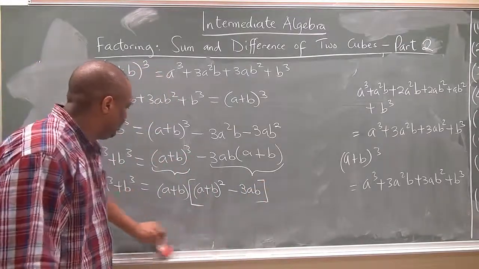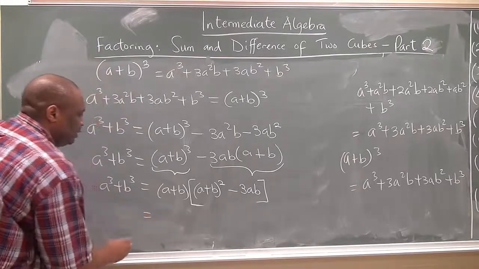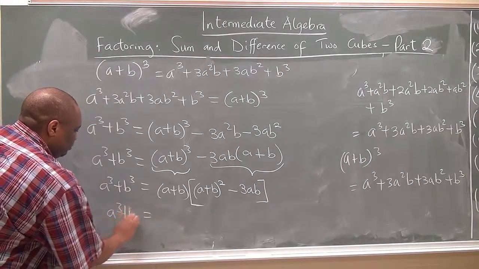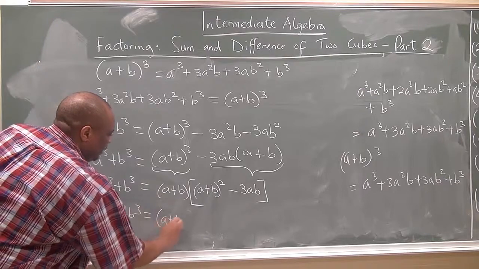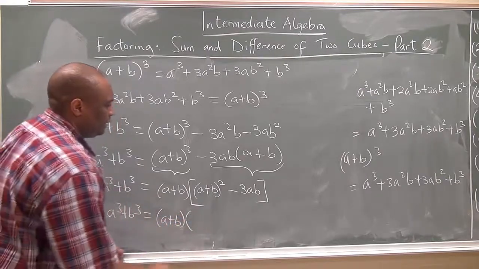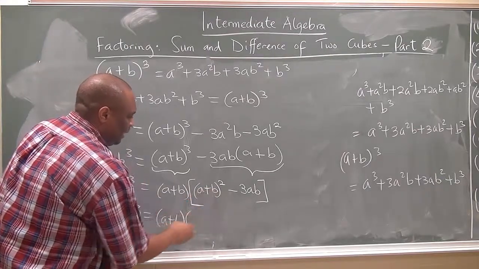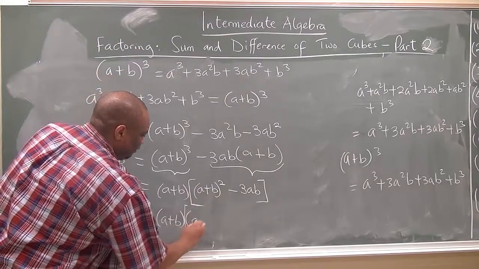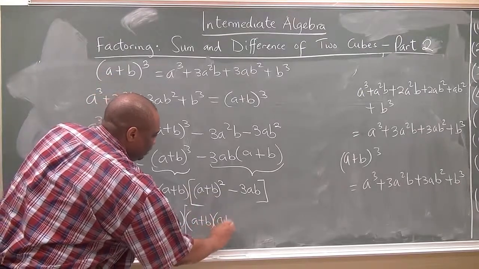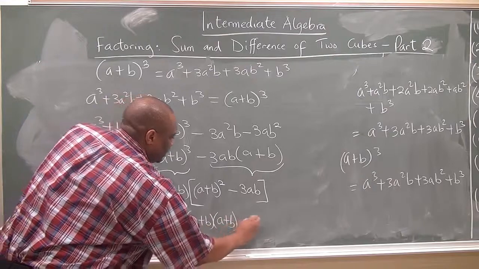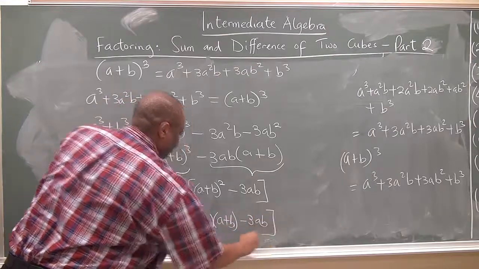Okay, let's finish it off. So this will be that a cubed plus b cubed, this will be (a plus b) times, you can now put your parentheses. If you expand this, or let's do this, (a plus b) times (a plus b), break it down some more, minus 3ab, right?